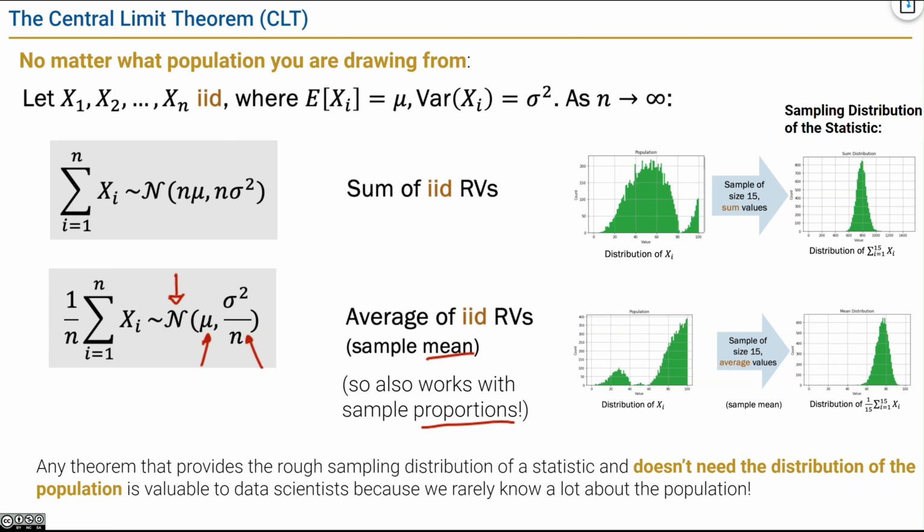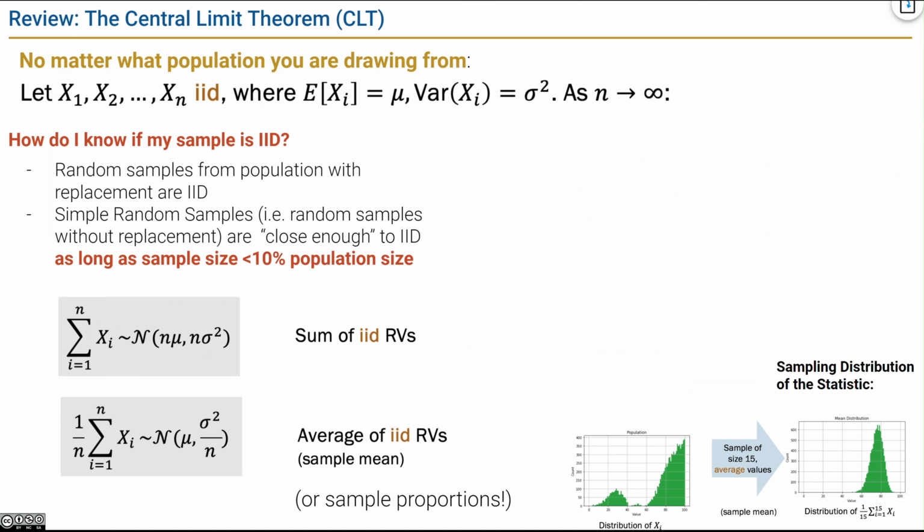Let's talk about some of the requirements, the IID and the n going to infinity, and how we can make sure that we're satisfying those in practice. So how do you know if your sample is IID? We had a video on this earlier, but if you use a random sample with replacement, that is going to give you an IID sample. Or if you use a simple random sample and the size of your sample is less than 10% of your population size, it'll be close enough to approximate as IID.